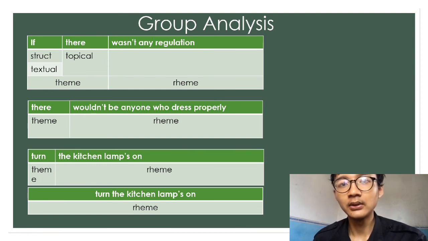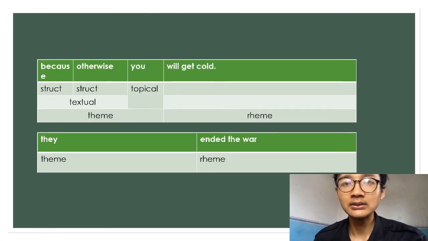And the next example is an imperative sentence. The reason why I chose it is because, once again, the imperative sentence is unique. We could see it as a rheme only, or the process word as a theme, and you can see examples below. The third example is, "Because otherwise you will get cold."